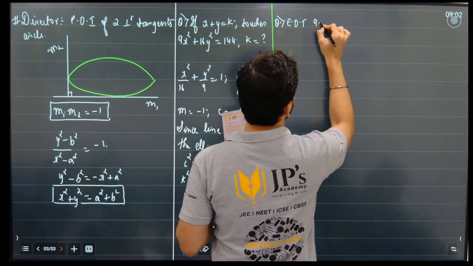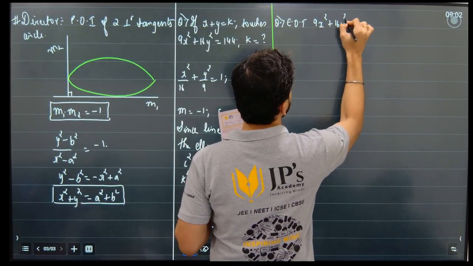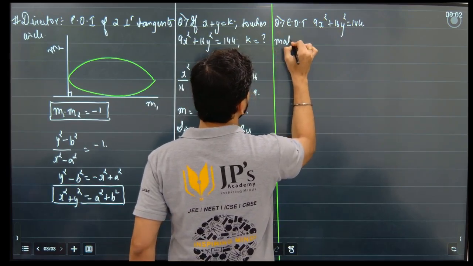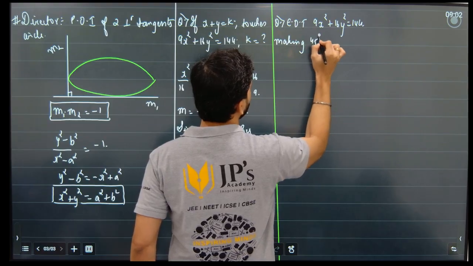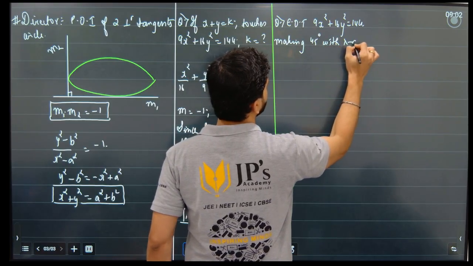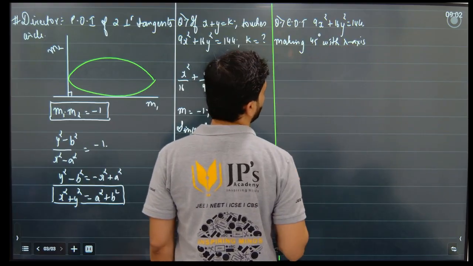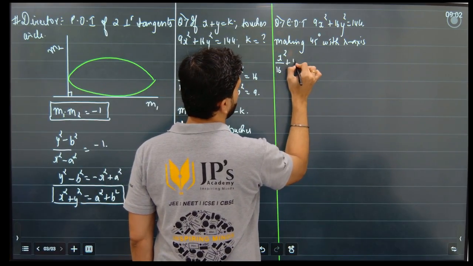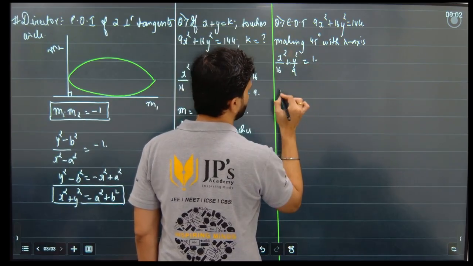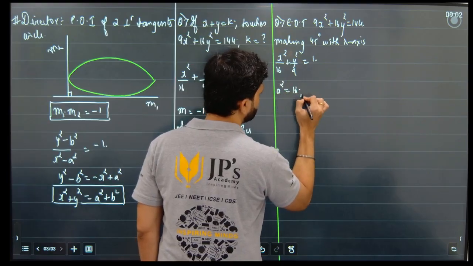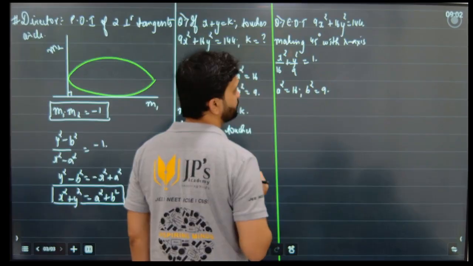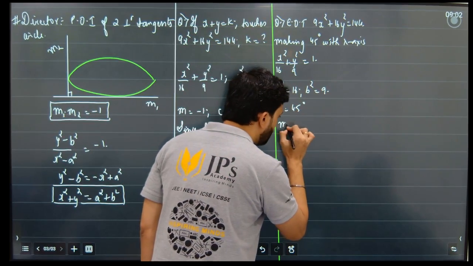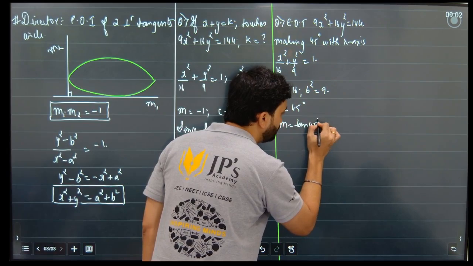same equation I'm taking, 9x square plus 16y square is equal to 144, making 45 degrees with x-axis. Now try to understand this. Take the answer again from the same equation. So first I'll write x square upon 16 plus y square upon 9 is equal to 1, where a square is equal to 16, b square is equal to 9, and theta is equal to 45 degrees, m is equal to tan 45, which is equal to 1.